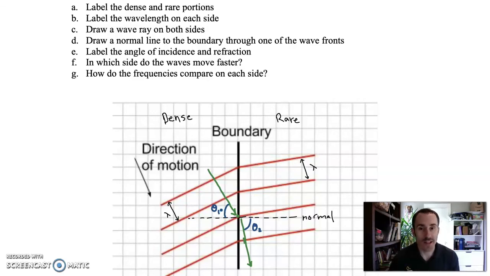In which side do the waves move faster? Well, we could probably answer that from the very beginning. If we knew that this was the dense side and this was the rare side, well, things move faster in the rare side, right? Everything is bigger, everything increases in the rare side, and so the wavelength is bigger, the angle is bigger, the speed is bigger. Okay, and so the waves move faster in the rare side.